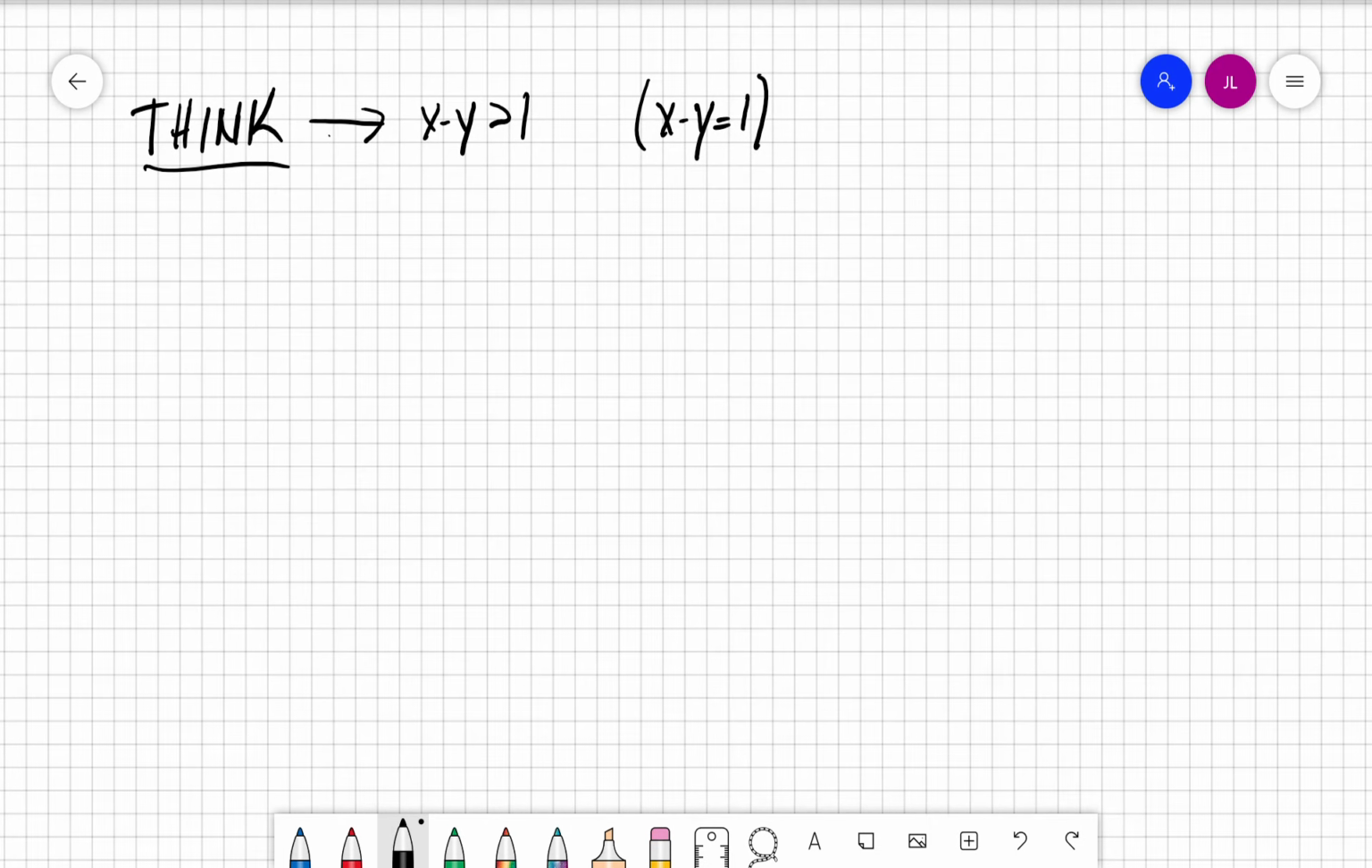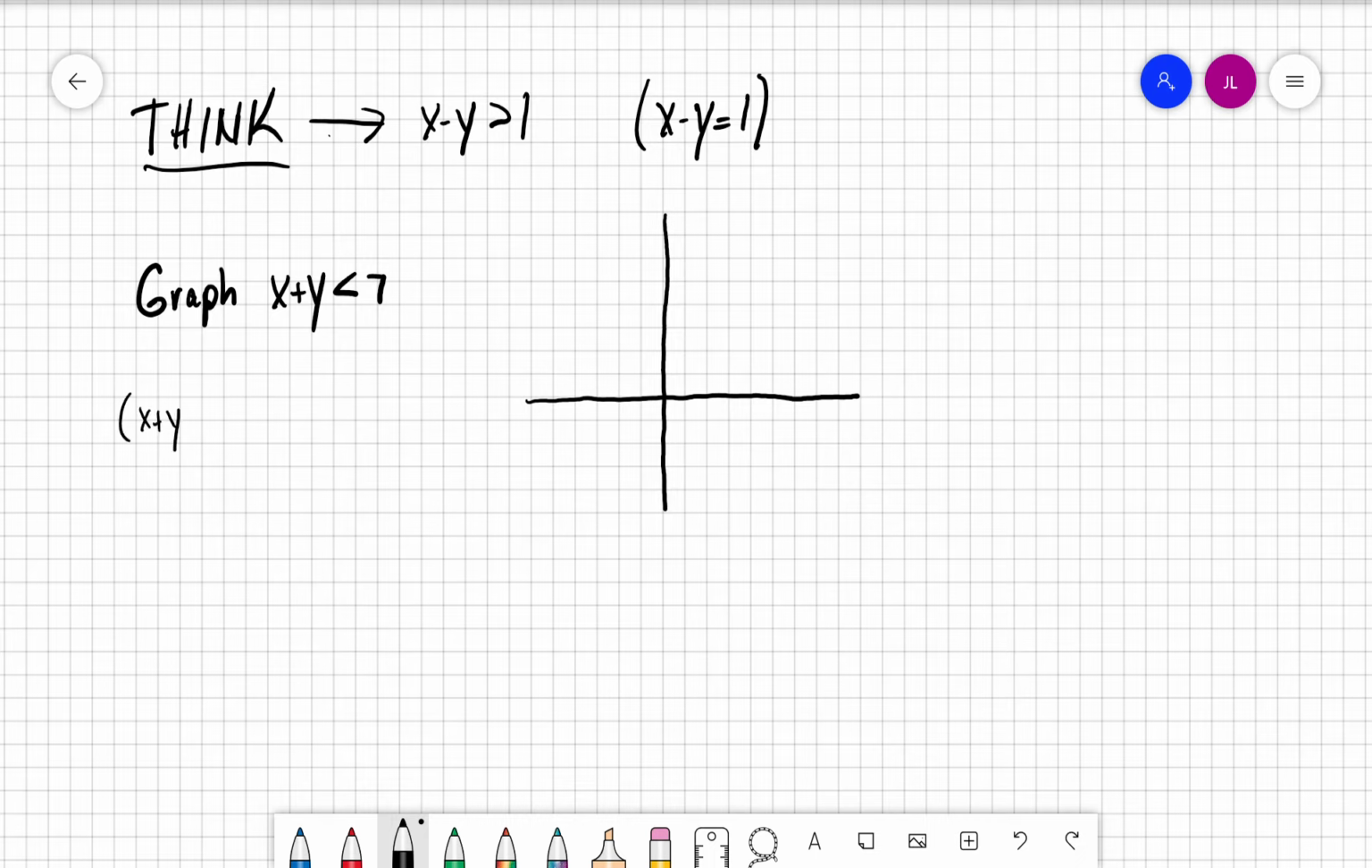Let's look at another example. Let's say we want to graph x plus y is equal to 7. Oh, I'm sorry, we don't want it to be equal. We want it to be greater than or less than. So let's see, x plus y is less than 7. Let's make a graph here. Basically, we think of this as x plus y equals 7, and we can solve for both x and y to get our intercepts and graph a line.